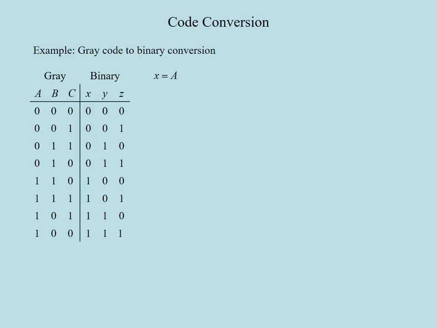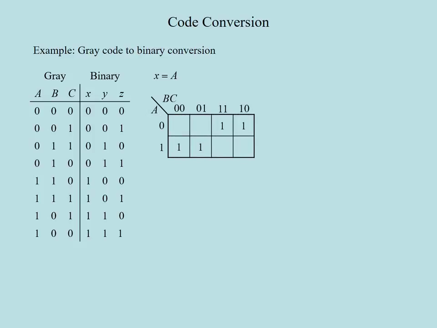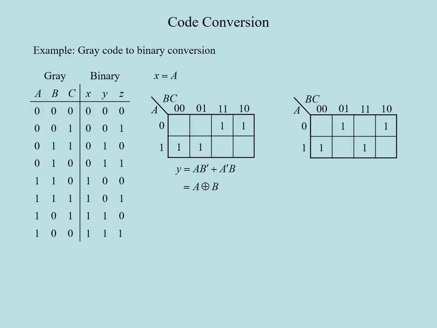There is no need of a map to simplify X. Namely, X is seen from the truth table to be equal to A. On the other hand, the Karnaugh map for Y reveals that Y is equal to AB' or A'B. In other words, A XOR B. The map for Z seems to be irreducible. Well, yes, but only as a sum of products.